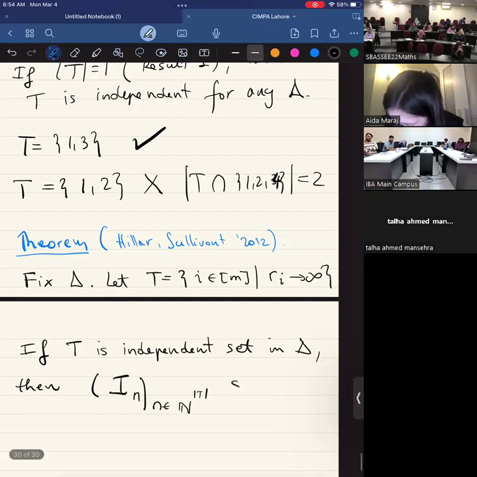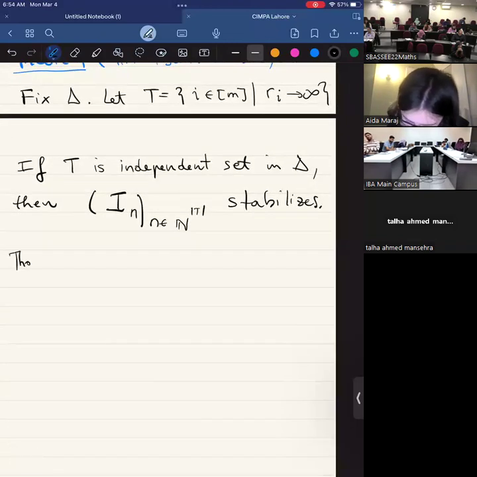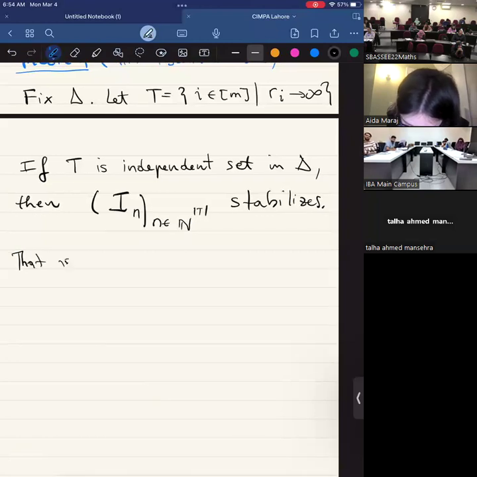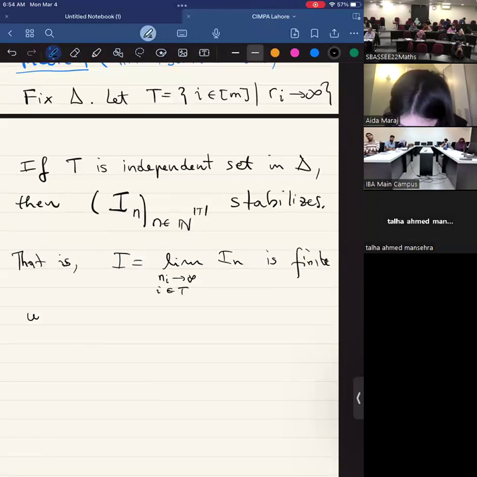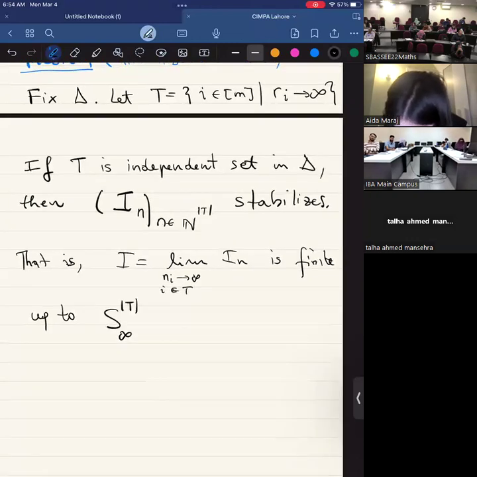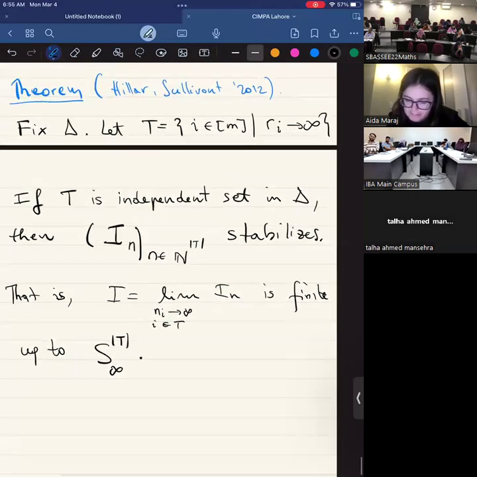stabilizes. Equivalently, this ideal I, which is the limit of I_n when all these n_i's go to infinity for i in T, is finitely generated up to S_infinity to the size of T, because S_infinity will act only on the parts that are varying.